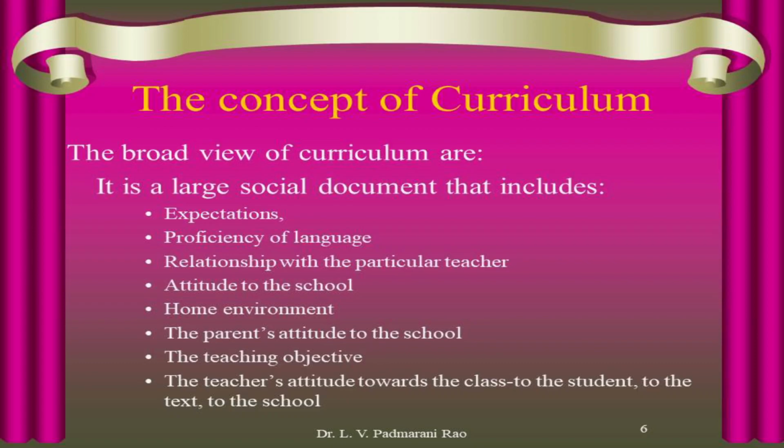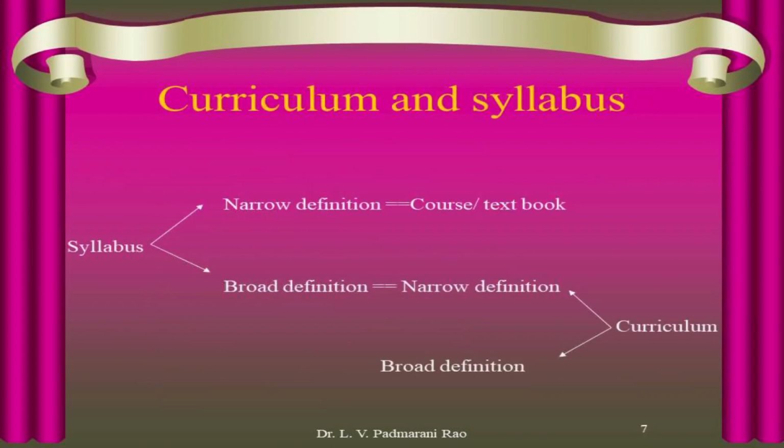The broad view of curriculum is a large social document that includes the expectations, proficiency of language, relationship with the particular teacher, attitude to the school, home environment, the parents' attitude to the school, the teaching objective, and the teacher's attitude towards the class, to the student, to the text, and also to the school. Whereas the narrower view of curriculum is almost similar to what we described as the syllabus.